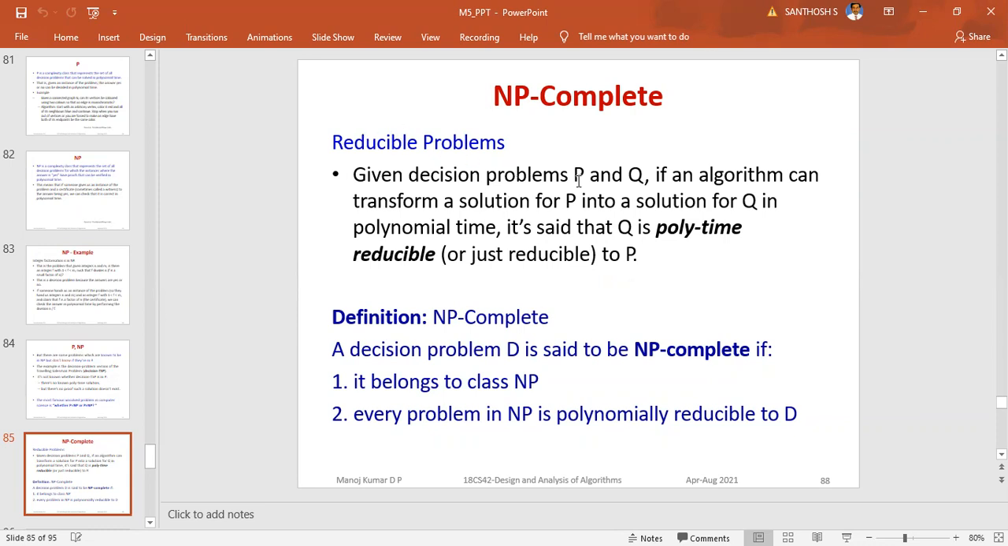There are given decision problems P and Q. If an algorithm can transform a solution for P into a solution for Q in polynomial time, it is said that Q is polytime reducible. So that is the definition. A decision problem D is said to be NP complete if it belongs to class NP, and every problem in NP is polynomially reducible to D.